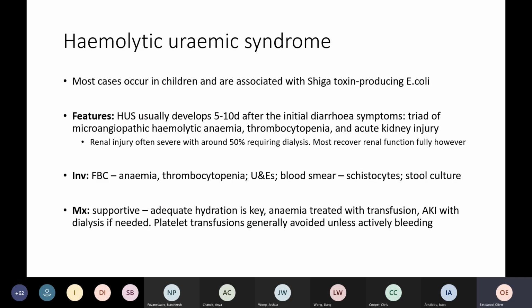So this is another topic that was probably touched on a little bit last year, maybe in heme. So kind of mentioned the triad of it. And I think that's something to note is that the renal involvement is often very severe and kind of 50 to 60% of the time will need dialysis.